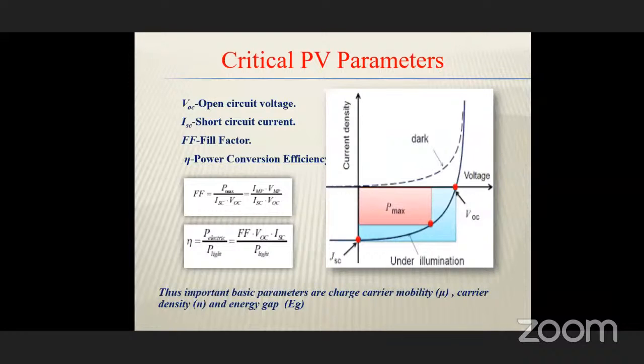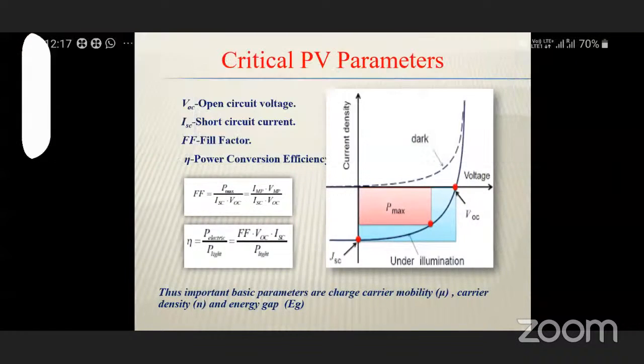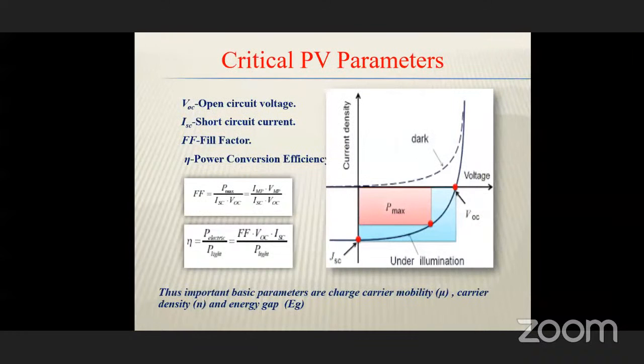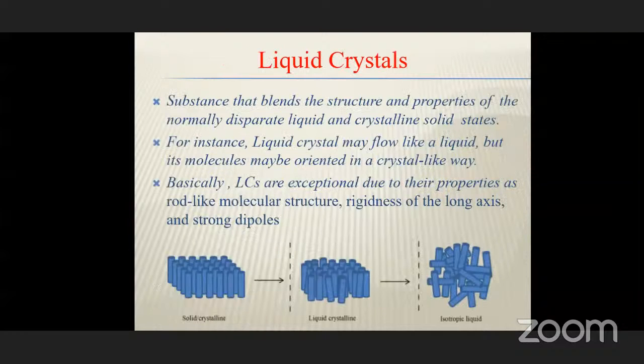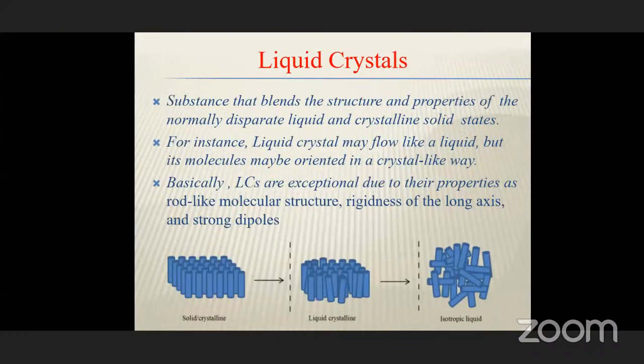Moreover, charge carrier mobility and energy band gap matter. So to improve the efficiency of the solar cell, we have to improve the basic transport parameters of the materials used in the solar cell. Now I will discuss liquid crystals. Actually, I will not go into detail about liquid crystals.